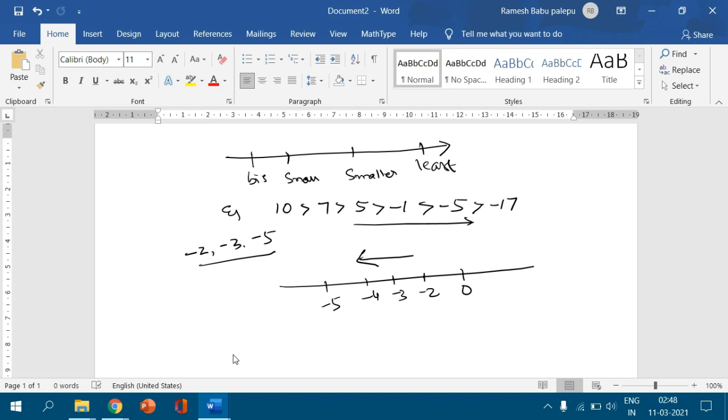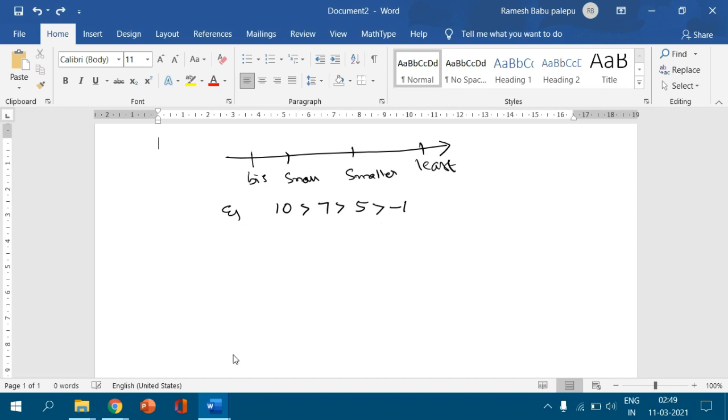So -2 is the bigger one. -3 is smaller than -2, and -5 is much smaller still. So -2 greater than -3, -3 greater than -5. The given series -2, -3 and -5 is already in descending order. Okay friends, I will clear this and solve the next one.